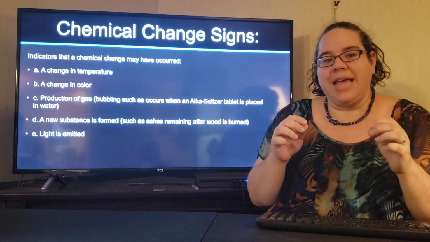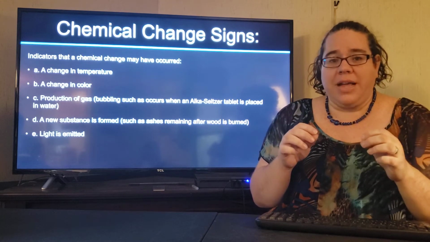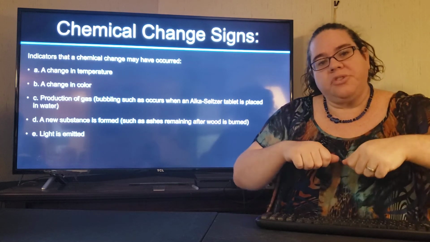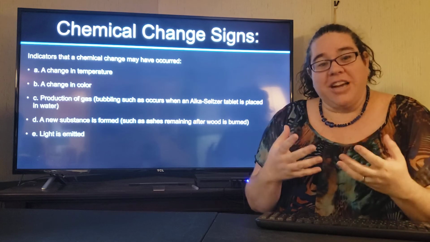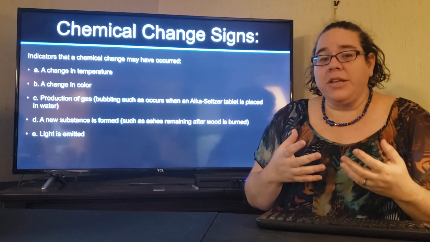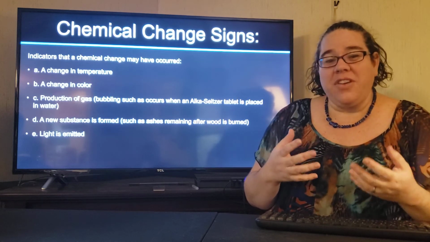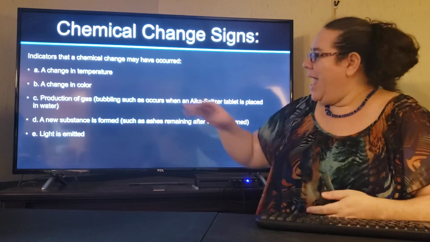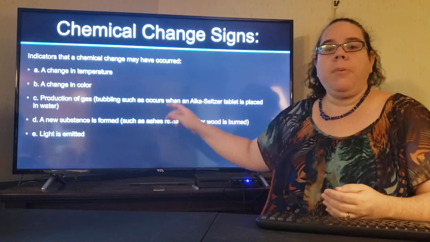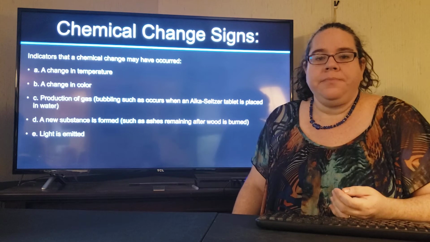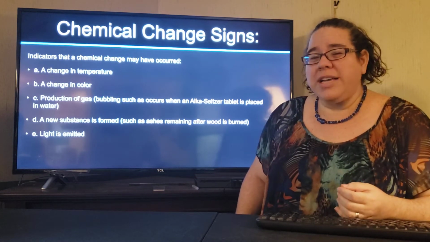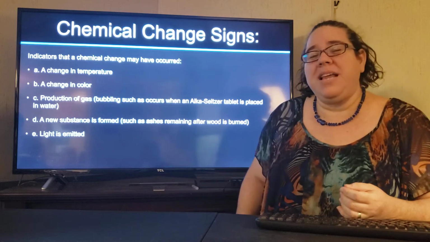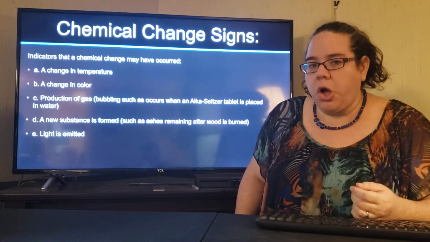You're actually taking two chemicals that are inside that stick, and when you snap them, it's combining those chemicals together and it's actually putting off light. It's really cool, but that is a sign of a chemical change. So any of these things can help us know that a chemical change is happening. You don't have to have all of them. You don't even have to have two of them. As long as you have one of these things that's happening, you know that a chemical change is occurring.